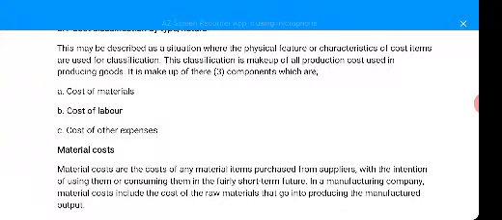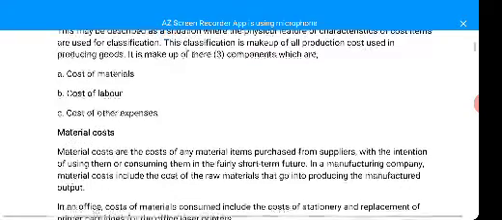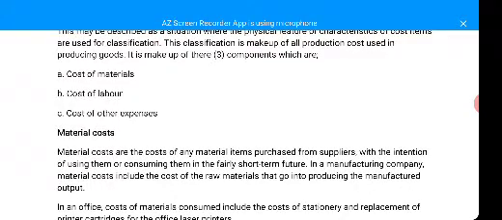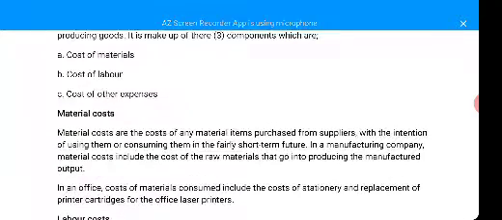One, cost of materials. For you to produce a particular item, you must incur material costs. Two, cost of labor, which is the manpower, the humans used in the production of that item. Three, cost of other expenses, which is overhead. So apart from labor and material, what are the other things that you incur? Expenses, maybe fueling, because these are expenses that you also incur in producing that item.